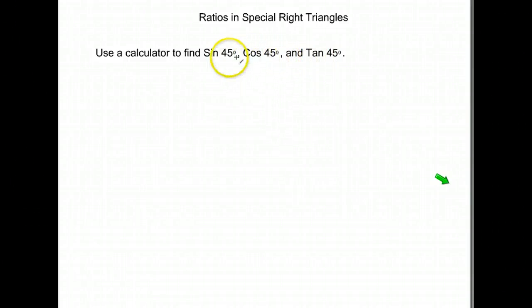45. So before this, we were doing the ratios. We didn't know what the angle was. We just had a name for the angle. The other way you can find sine, cosine, and tangent is if you actually know the measure of your angle.